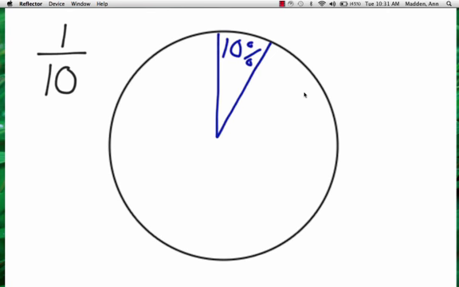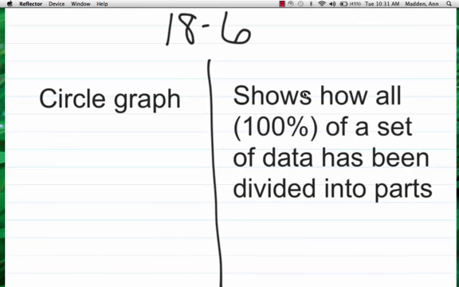We are going to work with this a bit more tomorrow, looking at fractions and percents to make them into circle graphs. But for tonight, I'd like you to write down one note. Label it 18.6 at the top. A circle graph shows how all 100% of a set of data has been divided into parts.